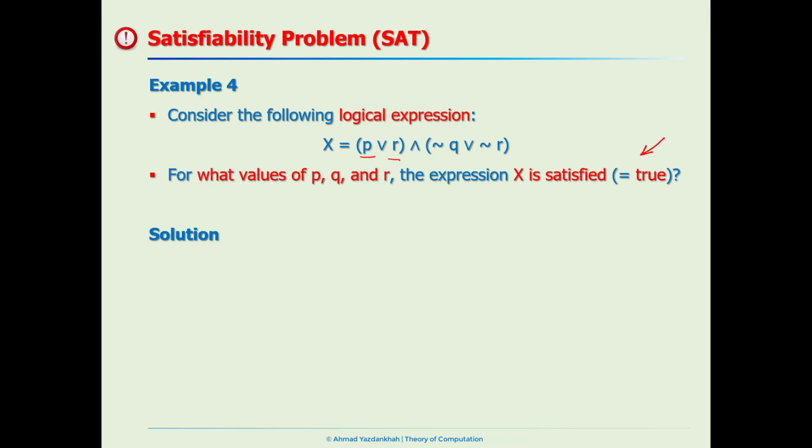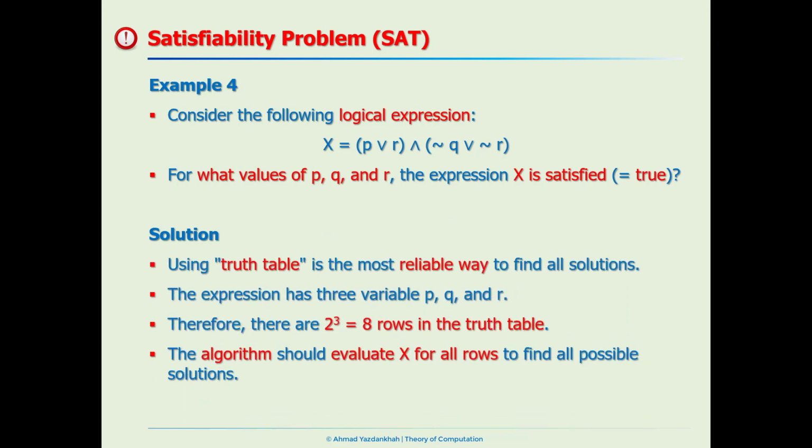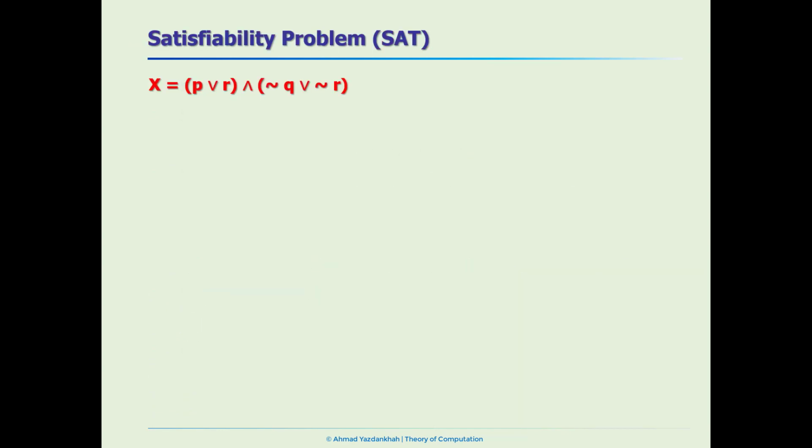Okay, how can we solve this problem? Probably you are thinking the best way is to create a truth table for these three variables. And so we have three variables. The truth table will have 2 to the 3 or 8 rows, and for each row we put the values of P, Q, R in this expression and see which one makes this expression a true statement. That's a very good strategy and a very good solution. Let me show you in the next slide how it works.